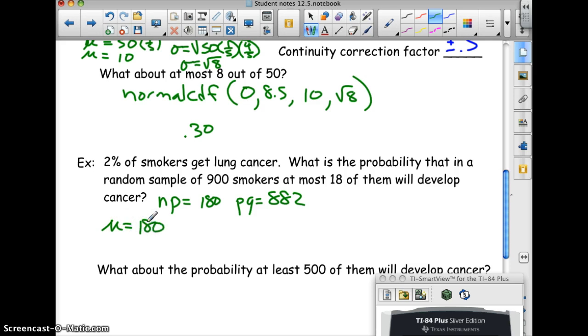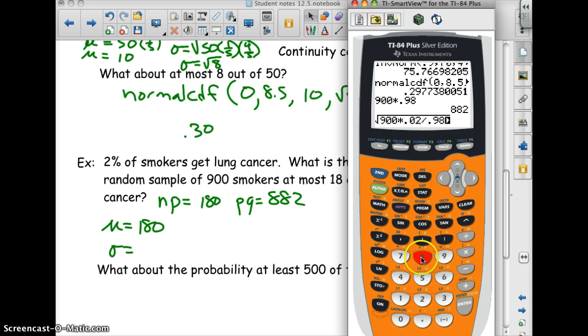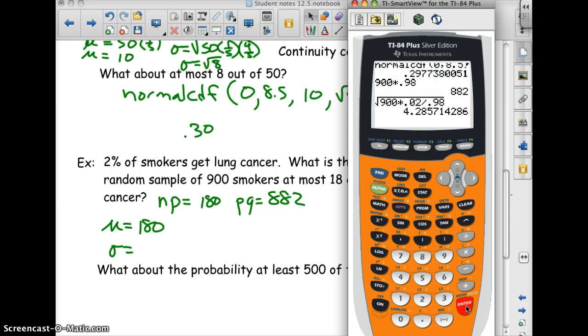Now you have to find your standard deviation. The standard deviation is going to be the square root of 900 times 0.02 times 0.98. Enter. And then I've got 4.286.